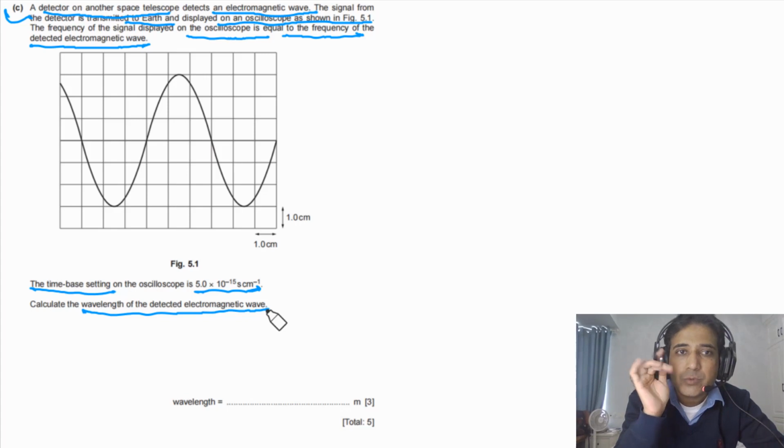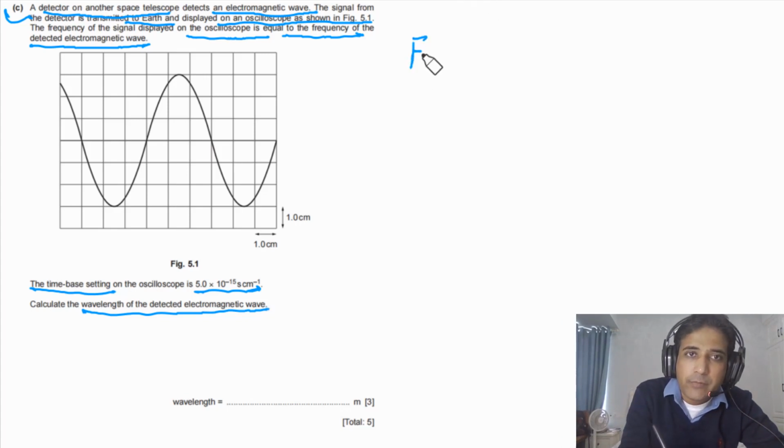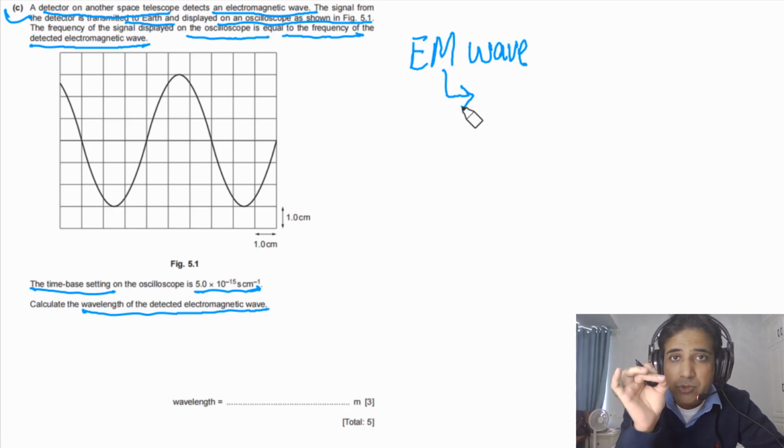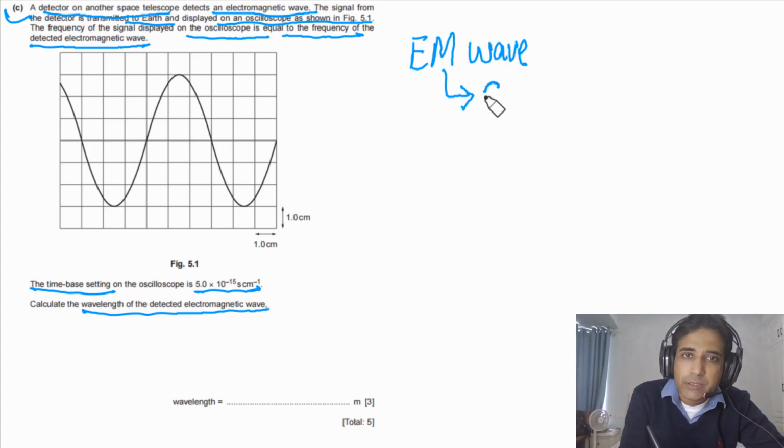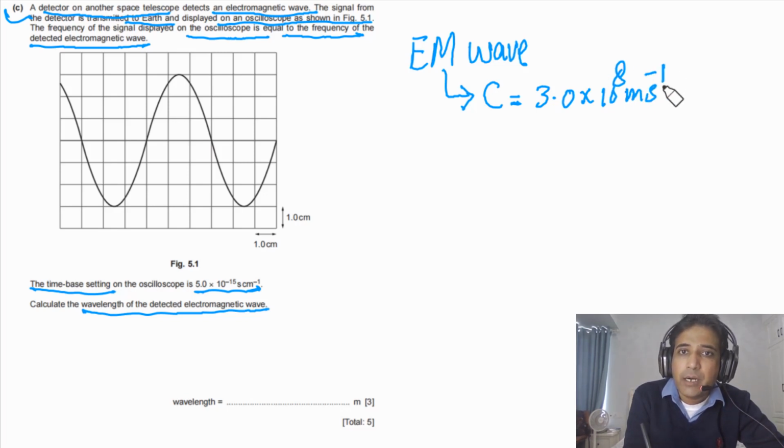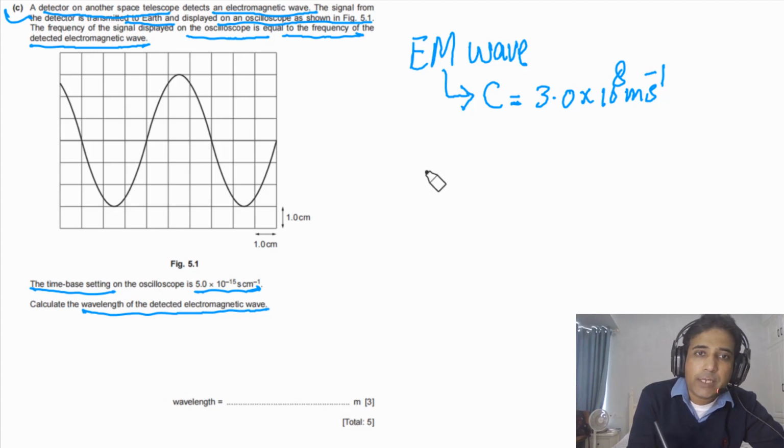So first thing we need to understand, in this case we are talking about an EM wave. Very important one. EM wave means electromagnetic wave, and all electromagnetic waves travel at the speed of light in vacuum and also very close to the speed of light in air. So simply from here we can say the speed of all electromagnetic waves is 3.0 times 10 to 8 meters per second in vacuum or in air. So we need to calculate lambda.